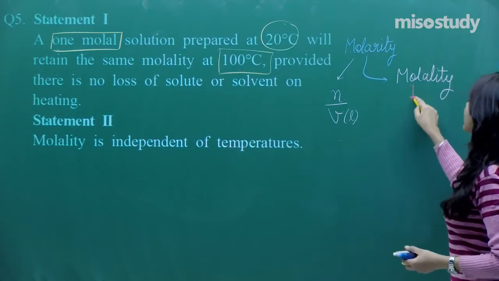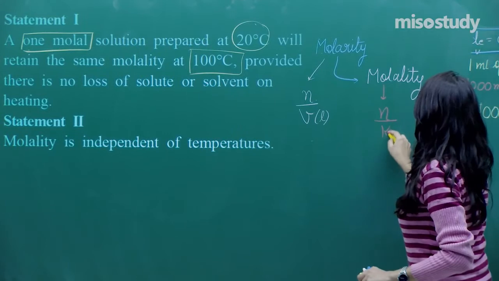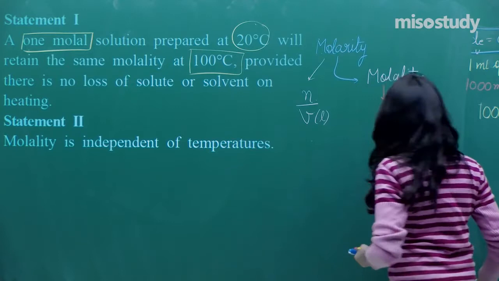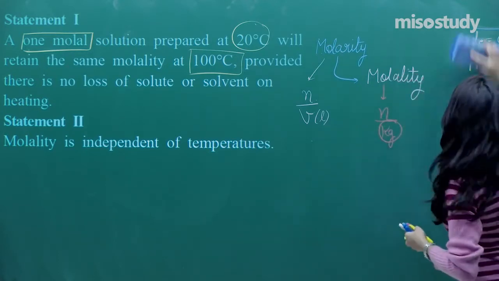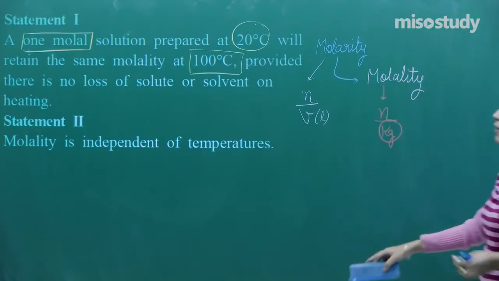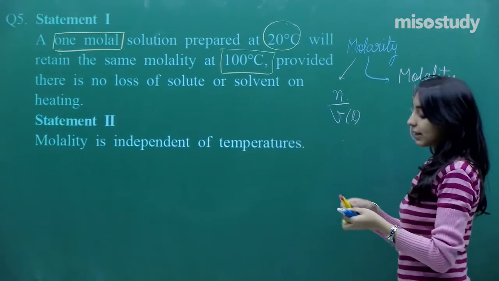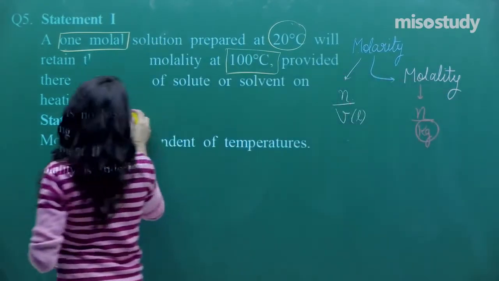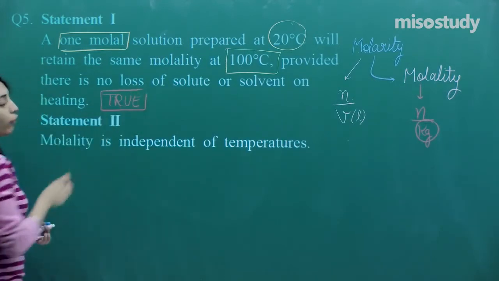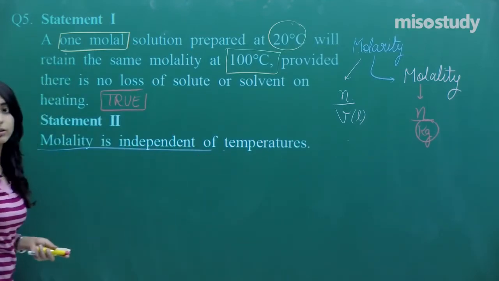However, in terms of molality, we say number of moles of solute by mass of solvent in kg. Now this mass is independent of temperature. The mass doesn't change with the temperature. So whether you work at 20 degrees C or at 100 degrees C, the molality is going to be the same, and hence I can write true for this. Second, molality is independent of temperature.